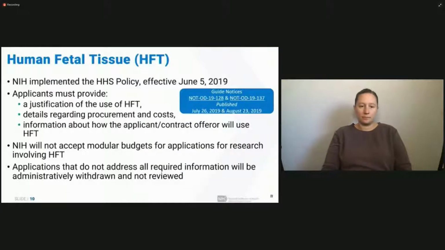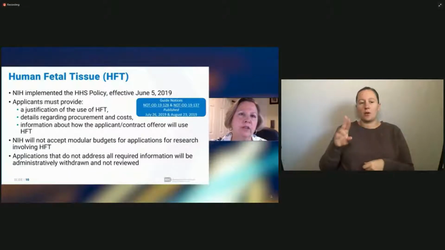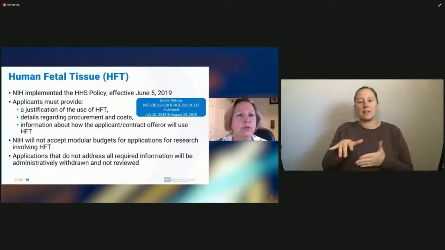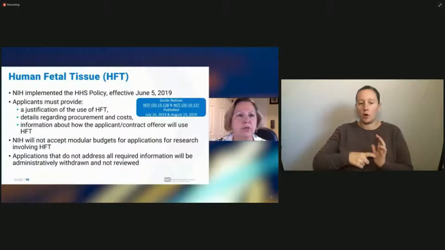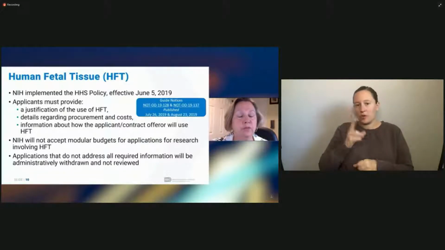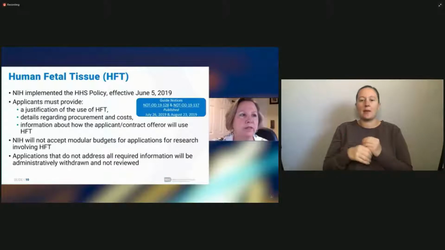So I just want to mention human fetal tissue does have a couple of guide notices and requirements associated with it. Human fetal tissue is defined as research that involves the study, analysis, or use of primary human fetal tissue, cells, and derivatives. There are requirements that you would need to provide in your application if you're going to be using human fetal tissue, and you are not going to get any additional pages to be providing this information.